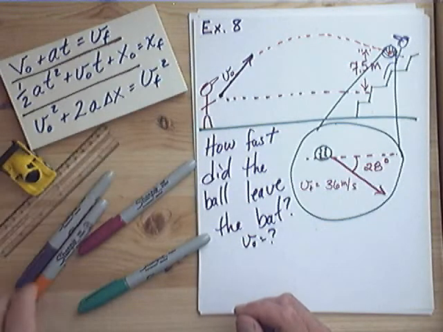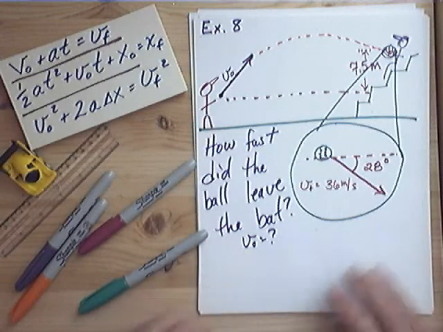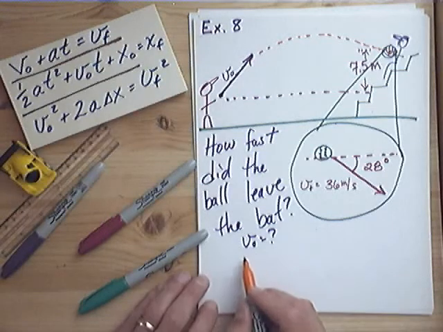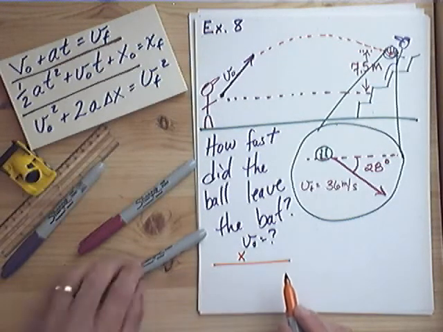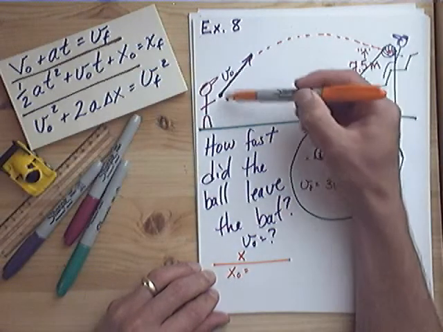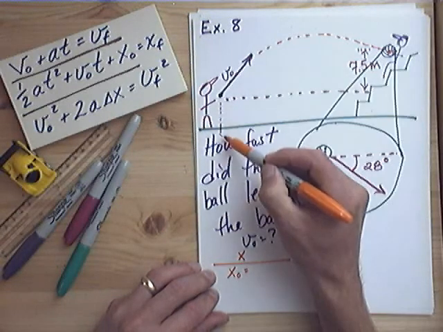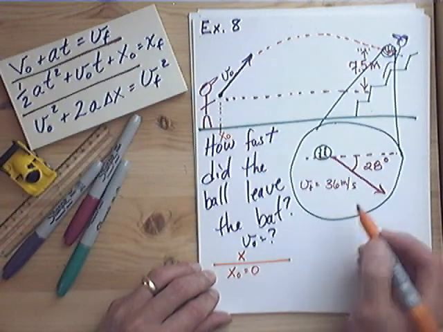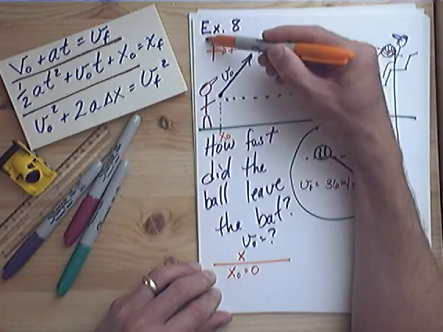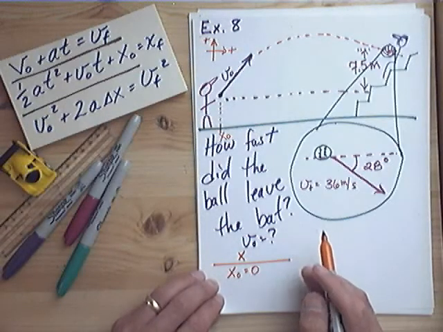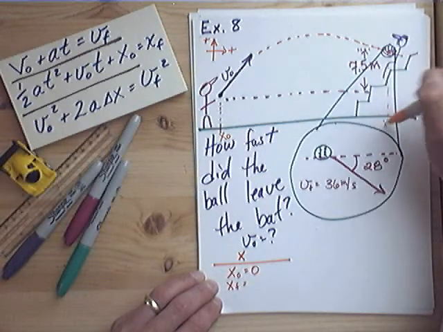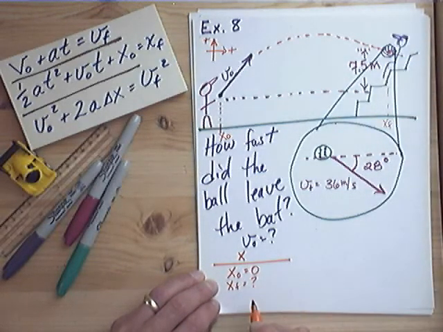So now let's break this up into our directions, into our x and y positions. So let's start with x. Our initial x position is 0. So we're starting here at x initial. We're going to call that 0. Oh, we need some directions. We're going to call this way positive and this way positive. X final. Where does it land? Somewhere over here. Not sure what it is.